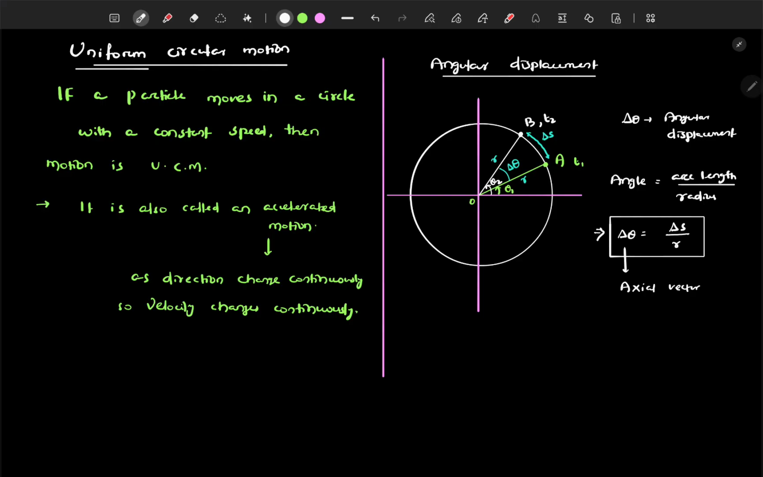So when we discuss delta theta, we can write three or four points. Delta theta means angular displacement. First thing, it is abbreviated as angular displacement in case of circular motion. Ready? Next is, it is an axial vector. It is one of the important things. Then it is dimensionless.